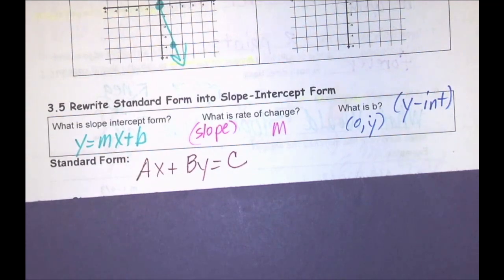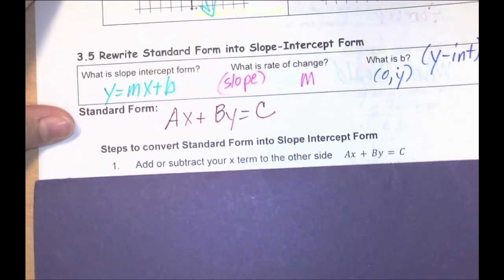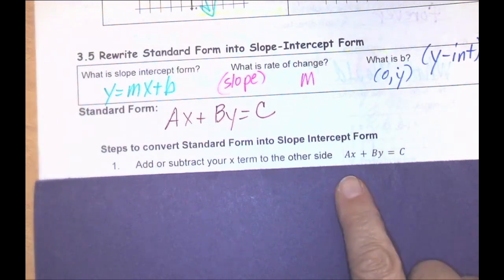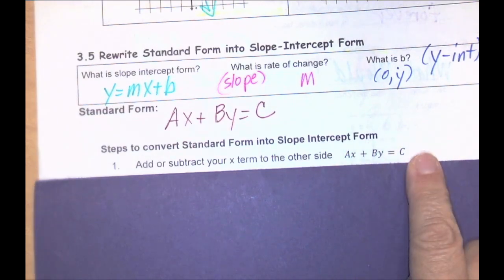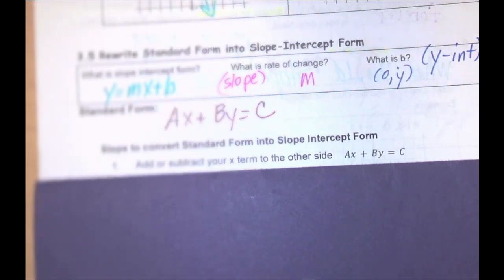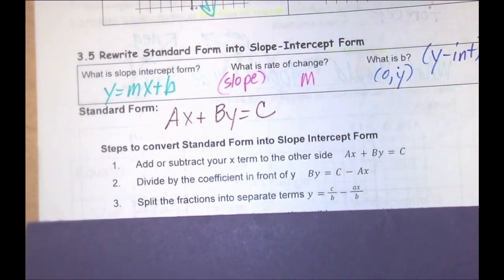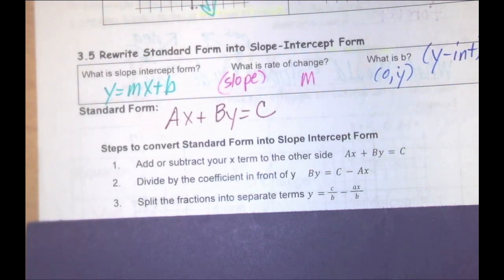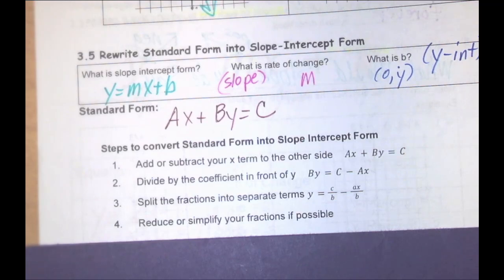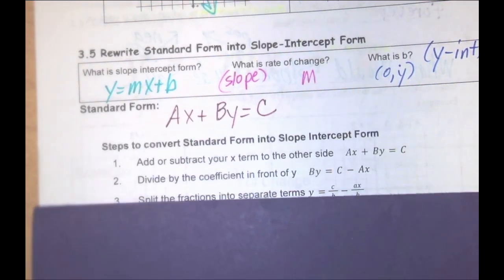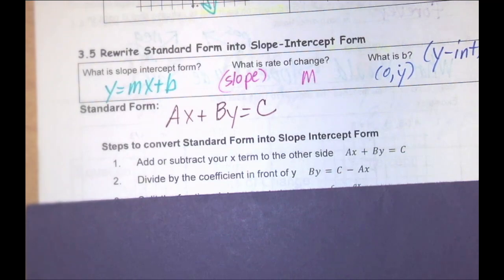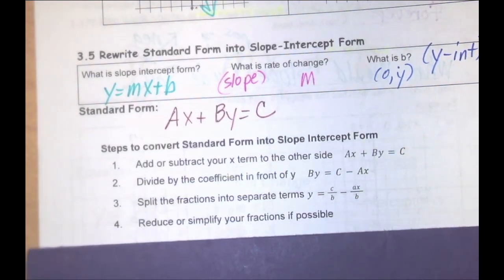There's usually only 2 steps to get from standard form to slope-intercept. Sometimes there's 1 step. So first you add or subtract your x term. So I want this x term over here because remember, I'm trying to get it into y equals mx plus b. Then I divide by the coefficient of y to get y alone. Then since I'm dividing everything, I split that fraction into 2 different terms and then simplify fractions. So really the main 2 steps are these. Subtract the x, divide by what's in front of the y. The rest of it's just simplifying and rewriting.